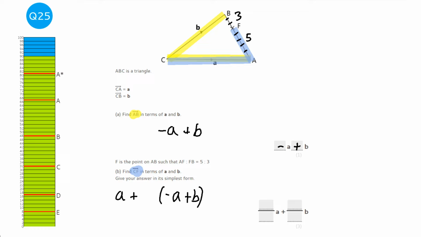But we don't want to go the full way. Now we've gone 5 units of the total 8 units. So we've gone 5/8 of the way. So let's just expand that bracket. So, oh, that's not going to be a plus, is it? That's going to be a minus 5/8A plus 5/8B. So we've got A, take away 5/8A, that will leave 3/8A plus 5/8B. And that's it.